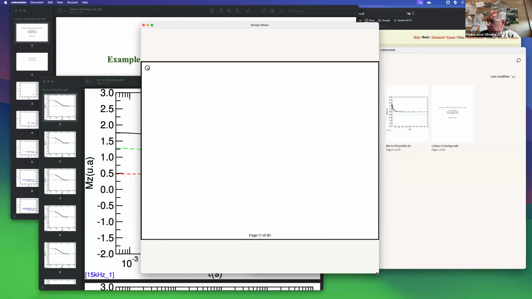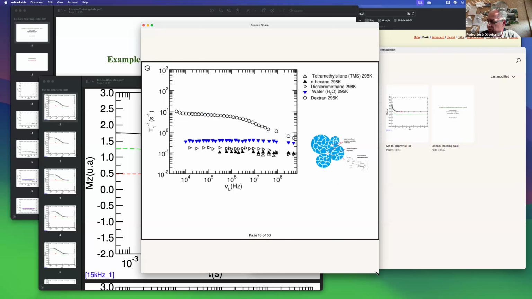So here, let me go back. Instead of decreasing temperature, I'm increasing temperature. So 295, 310, 327, 343. So when I increase the temperature, this relaxation profile comes down. So we can say that the higher the temperature is, the more the system looks like a liquid. Or let's say this is a water-based system.